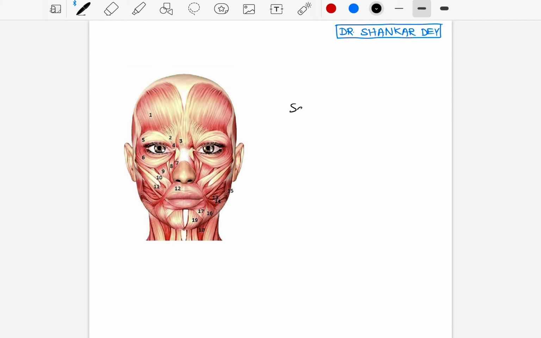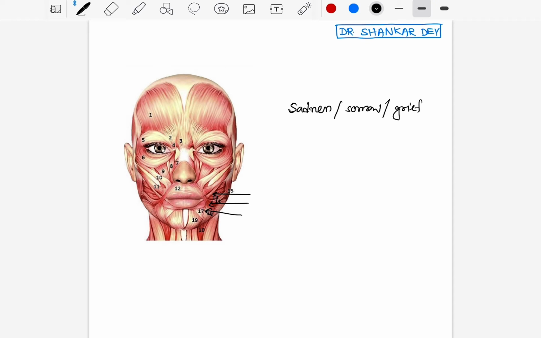Another expression is sadness, sorrow or grief. What are the muscles responsible? The levator labii superioris, levator anguli oris, and along with depressor anguli oris. These are the muscles for sadness, sorrow or grief.